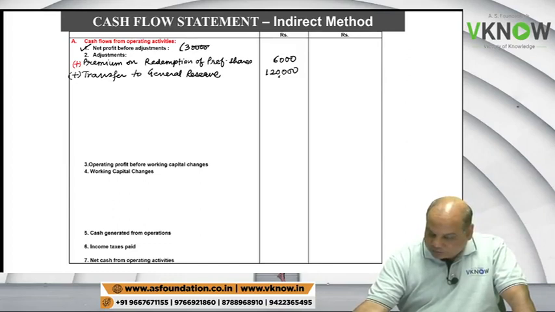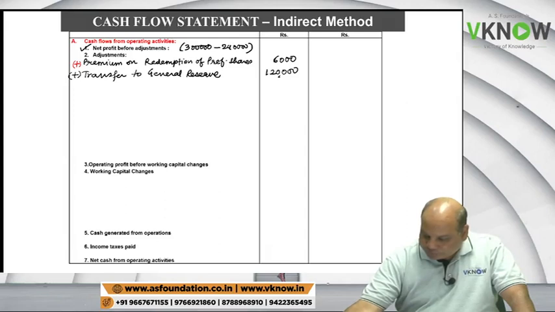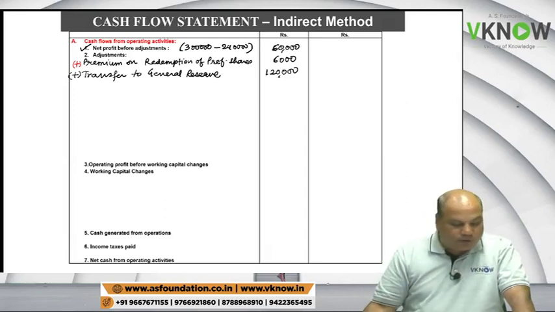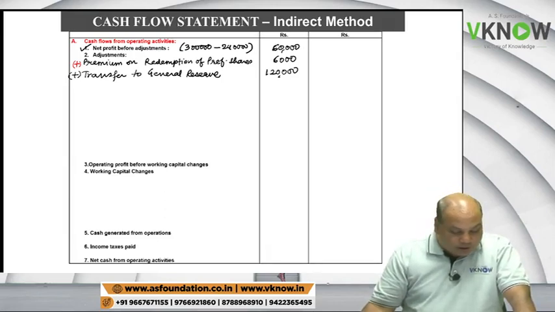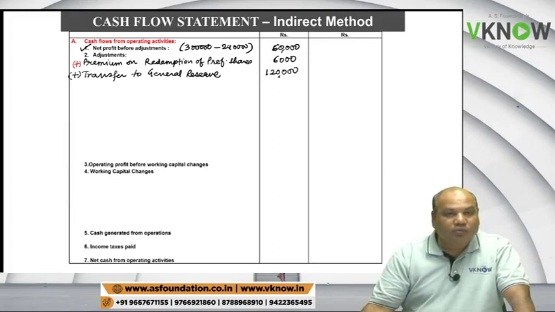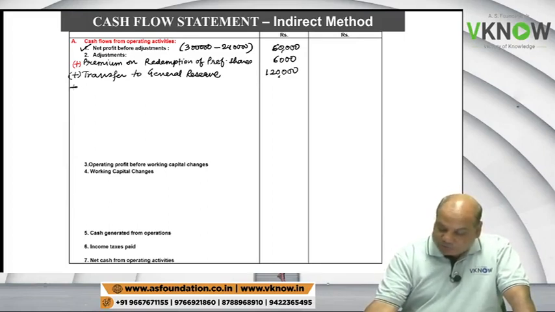3 lakh minus 2,40,000 is 60,000. Net profit before adjustment is 60,000. 9% debenture, same adjustment.